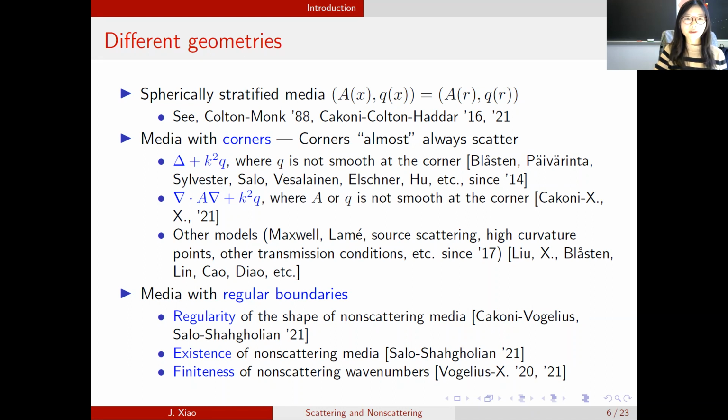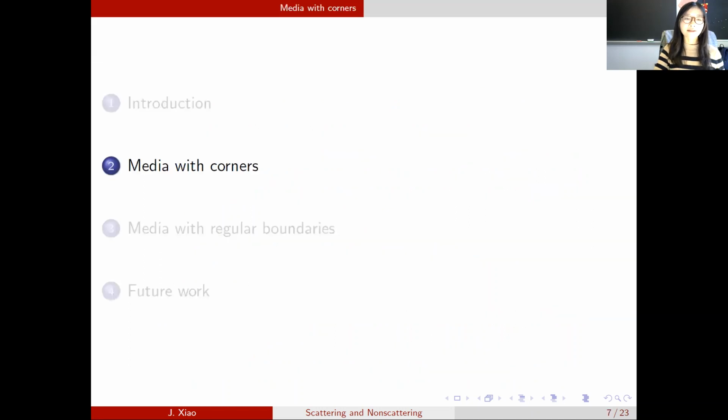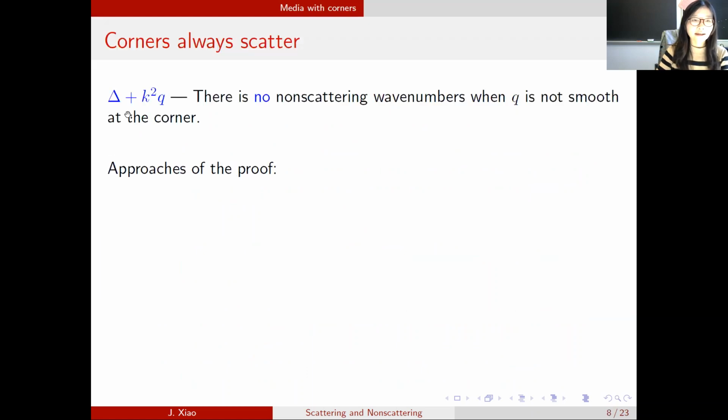So let me now start with corner scattering, media with corners. First, let's look at the results for Laplace plus k squared q. Roughly speaking, we can say that there are no non-scattering wave numbers when Q is not smooth at the corner, which means that Q minus 1 is not infinitely smooth in the neighborhood of the corner.